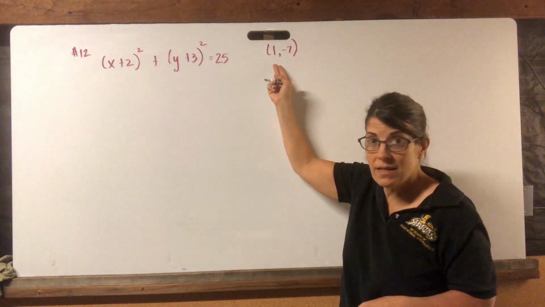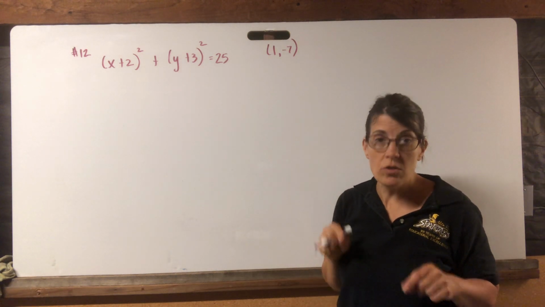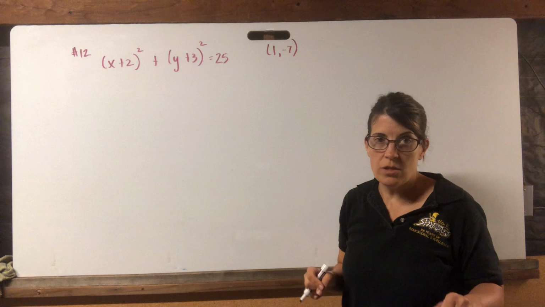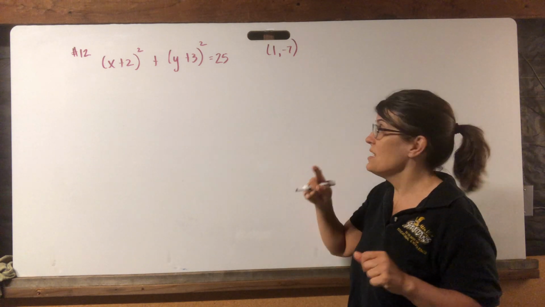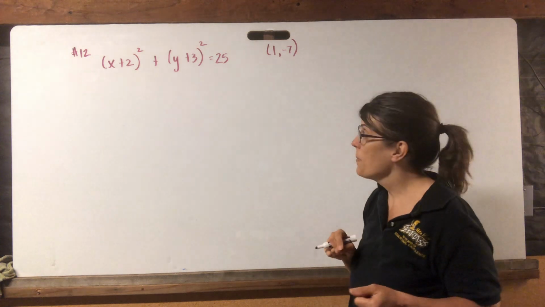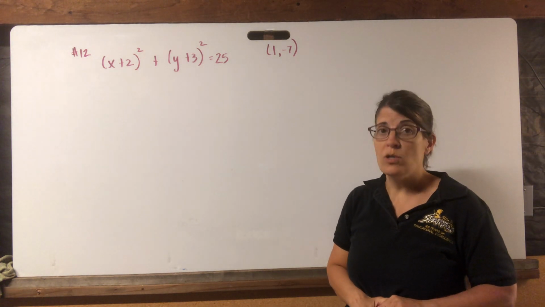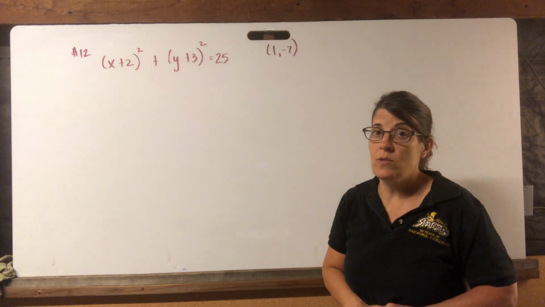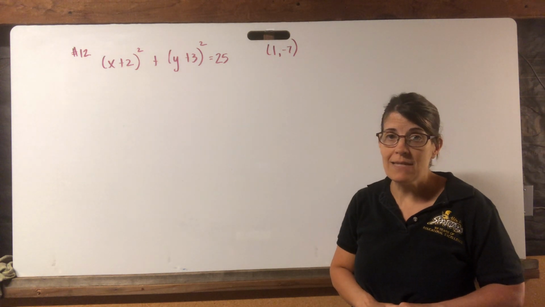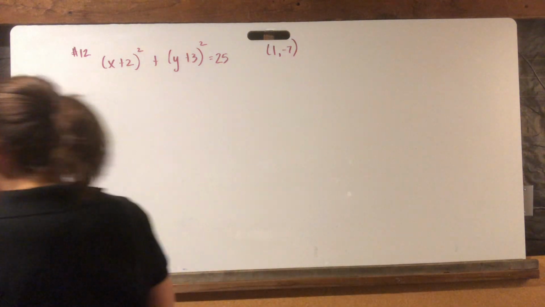When x is 1, it's a circle, so there are two tangent lines. I want to know the tangent line at this point. That's what they're asking you. So we're going to do the power rule with the chain rule, and we're going to implicitly differentiate. It's a lot for one problem. All right, here we go.